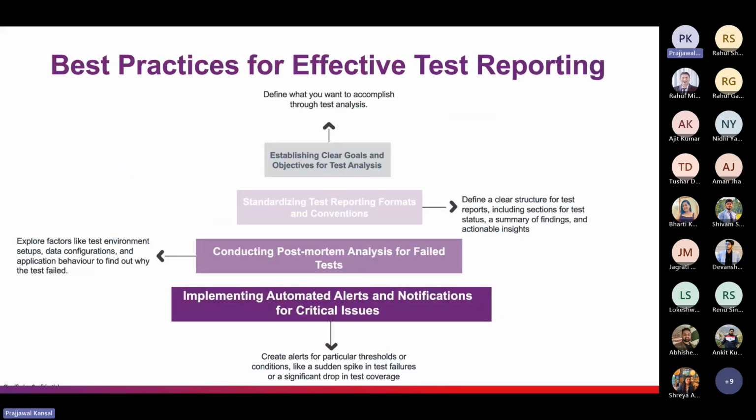So the next one is best practices. There are a lot of best practices, but we figured out mostly four points. The first one is establishing clear goals and objectives for the test analysis. You can take the example of a team that might set a goal like reducing the number of critical bugs in the payment processing feature by, say, 50 or 60% before the next release. By having this clear objective, the team knows exactly what they are aiming for and can tailor their testing strategy accordingly, right?